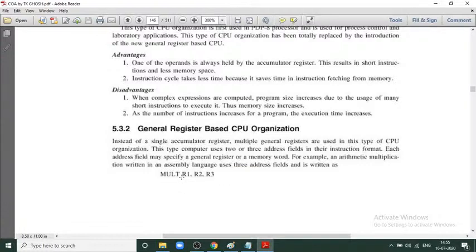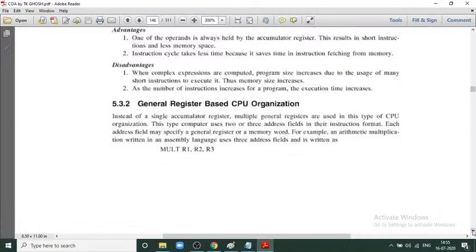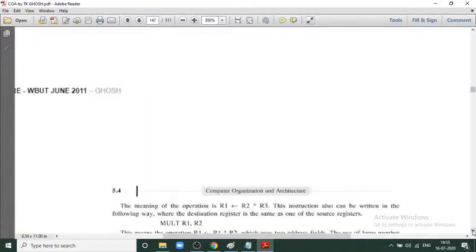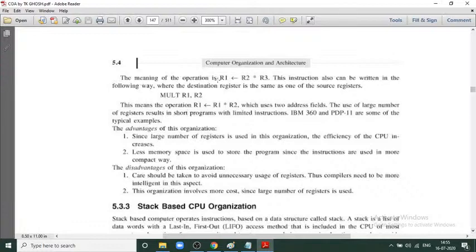For example, MULT R1, R2, R3, here each field specifies a general register. The value of the R2 register and the value of the R3 register will be multiplied, and the result will be stored in the R1 register in this example. So it means that the value of the R2 register and R3 will be multiplied, and the result will be stored in the R1 register.